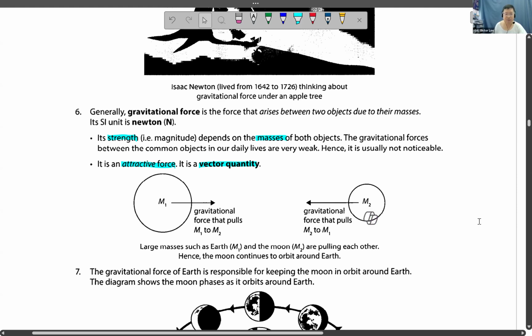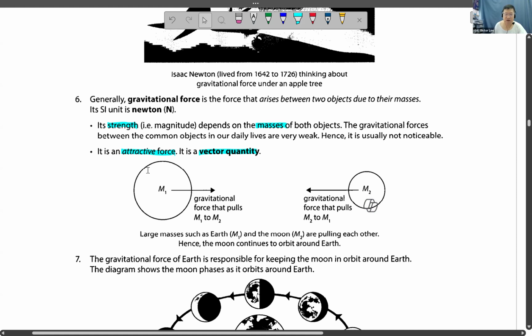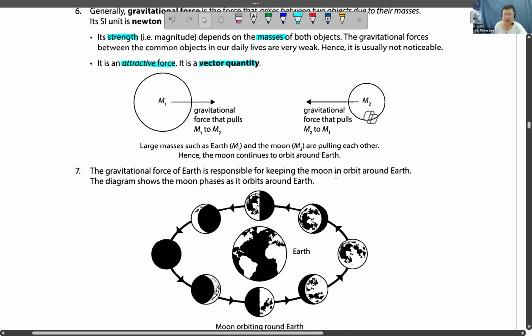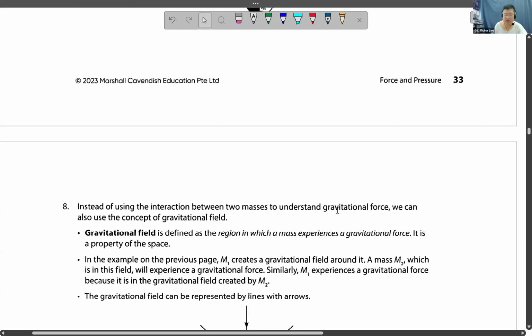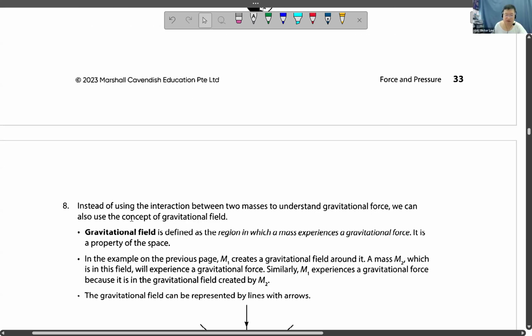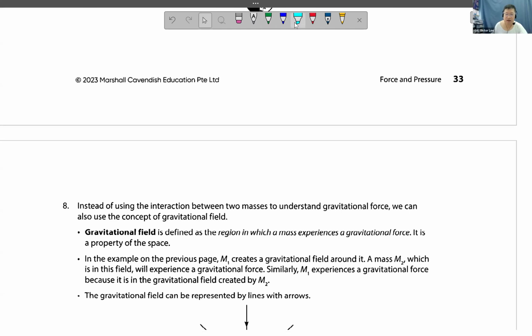Are you there? Yeah. Okay, so gravitational force of Earth is responsible for keeping the moon in orbit around Earth. So can you imagine how great is our gravitational force to hold the moon in the orbit? And likewise, the sun is holding us in orbit. Instead of using the interaction between two masses to understand gravitational force, we can use the concept of gravitational field. This is what is tested in the recall.